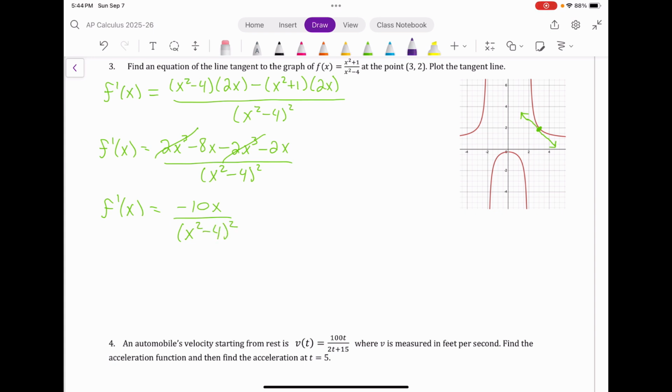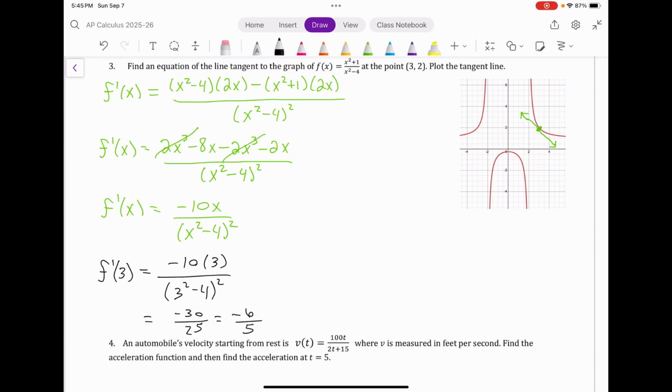Okay, so we want to know what is the slope at 3. So we're going to plug in 3 into the derivative. So what is that? Negative 30 over 9 minus 5 is 5. 5 squared is 25. And we get to simplify that to be negative 6 over 5. Okay, so we have our slope, right?